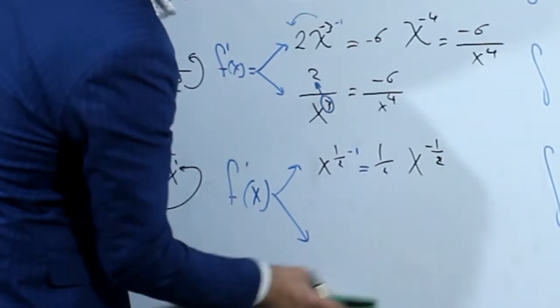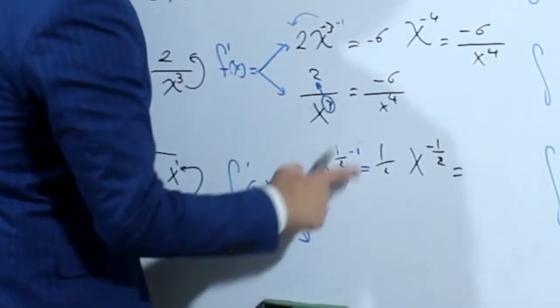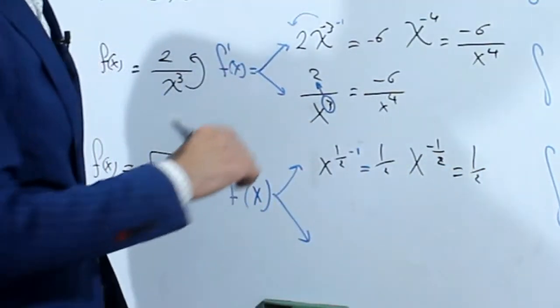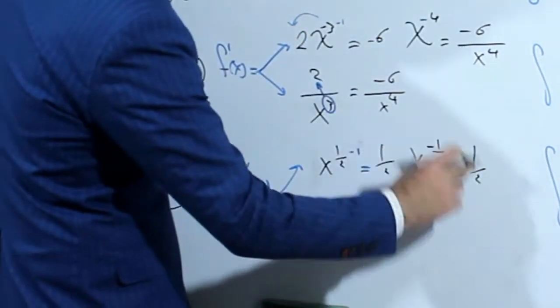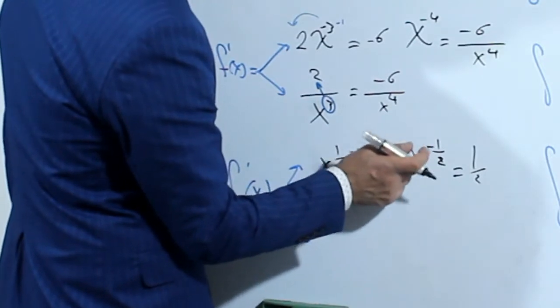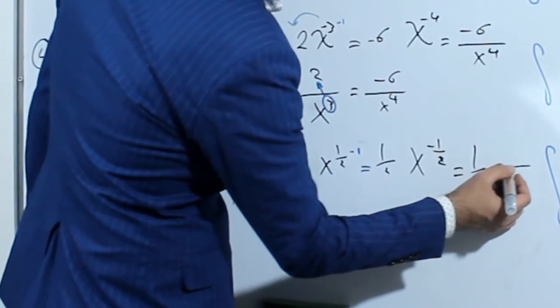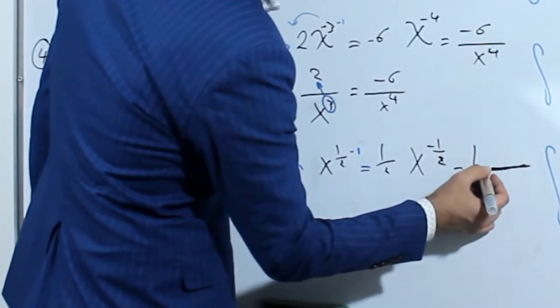Okay? So then, let me write this 1 over 2 again. And x to the power of minus 1 over 2, right, you have to take this to the denominator in order to remove this minus. So let's say we have the same fraction.